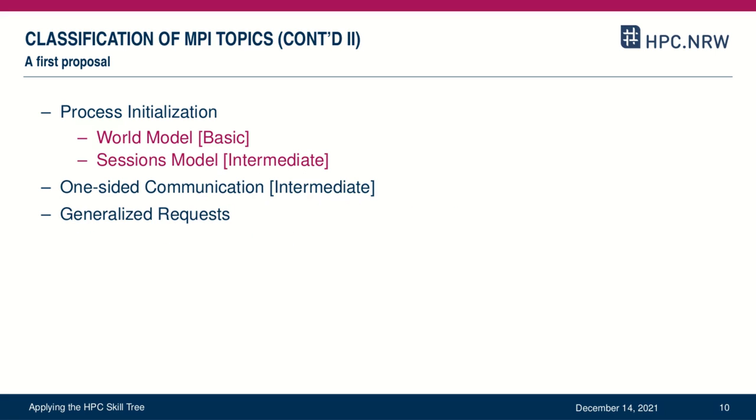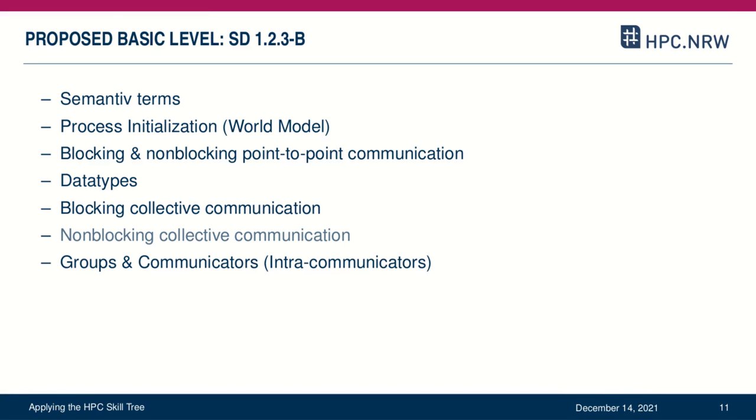So let's skip to the proposed curriculum. That is basically where I would say, well, if the community is fine with this, I think this should be somewhat the basis for the skill descriptions that we provide in the skill tree, right? So first, semantic terms, process initialization, only the world model, blocking, non-blocking, point-to-point, data types, and as I said, the problem with collective communication, and groups and communicators, the basic ones.